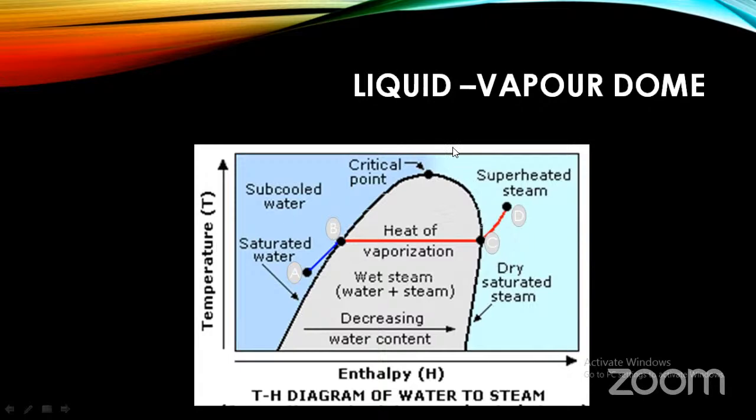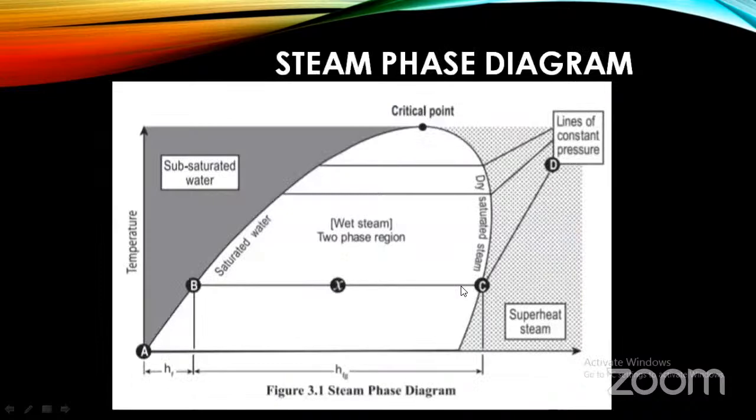And above the critical point, if you increase the pressure, instant conversion will be there. That is the base for supercritical boilers. And what is happening in this dome is you will have a two-phase mixture, water and steam. And this is what is seen in this diagram.